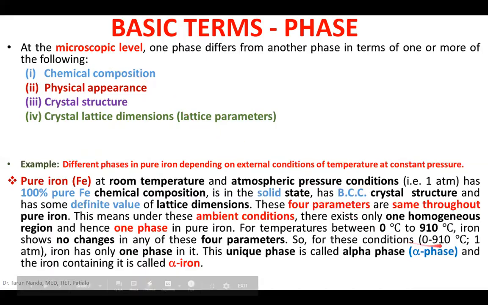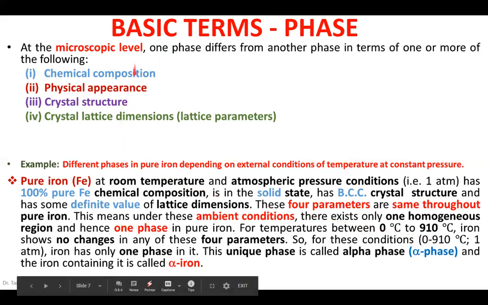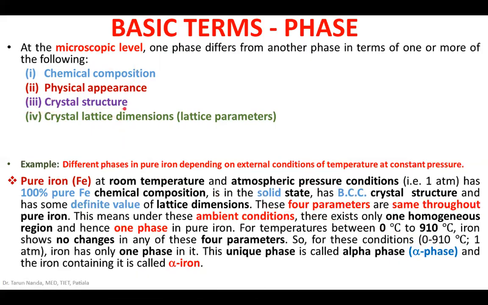When you reach 910, everything remains the same except for this. The crystal structure changes, so there would be a change in the lattice dimensions also. So you have now, rather than BCC crystal structure at 910 and temperatures beyond that, FCC crystal structure coming into picture. And because of any change in these two things, the mechanical properties change.